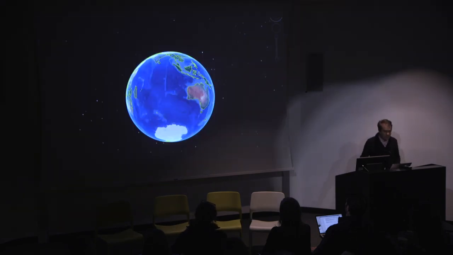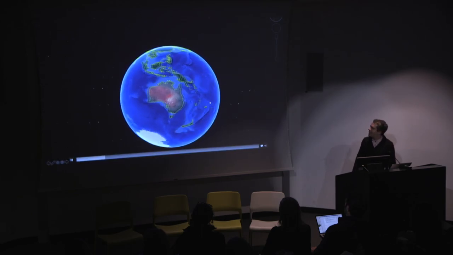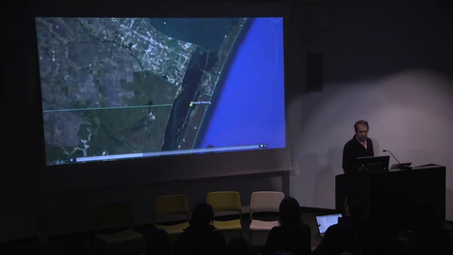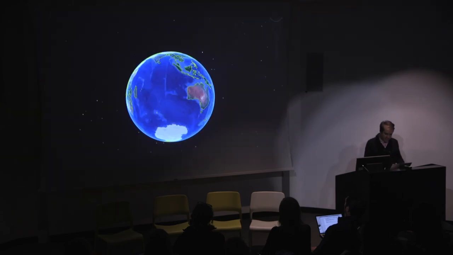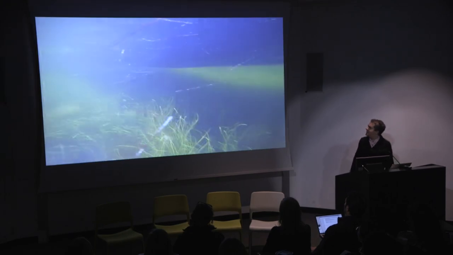Actually, for me, it's very important to avoid these kinds of representations of things from above, like this Google image of the globe where we can control where it is. We actually want to move down there, and that's what we're trying to do. Actually, this is exactly what we're doing.